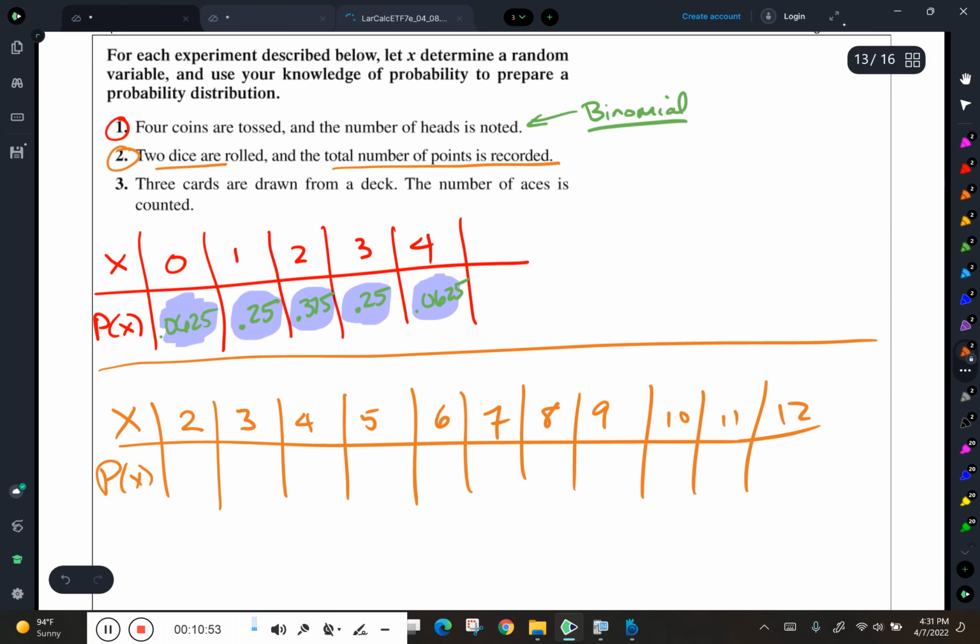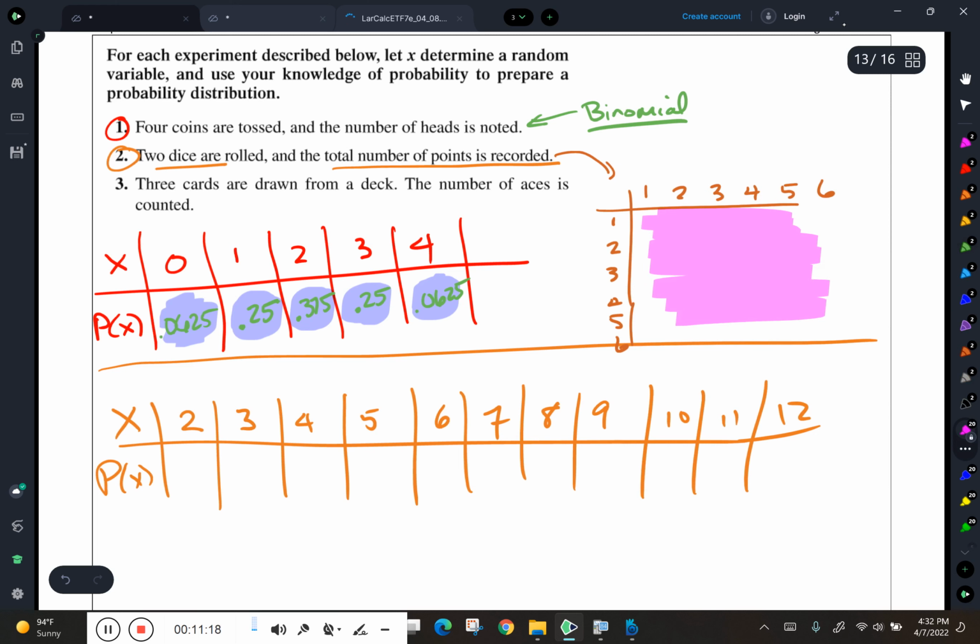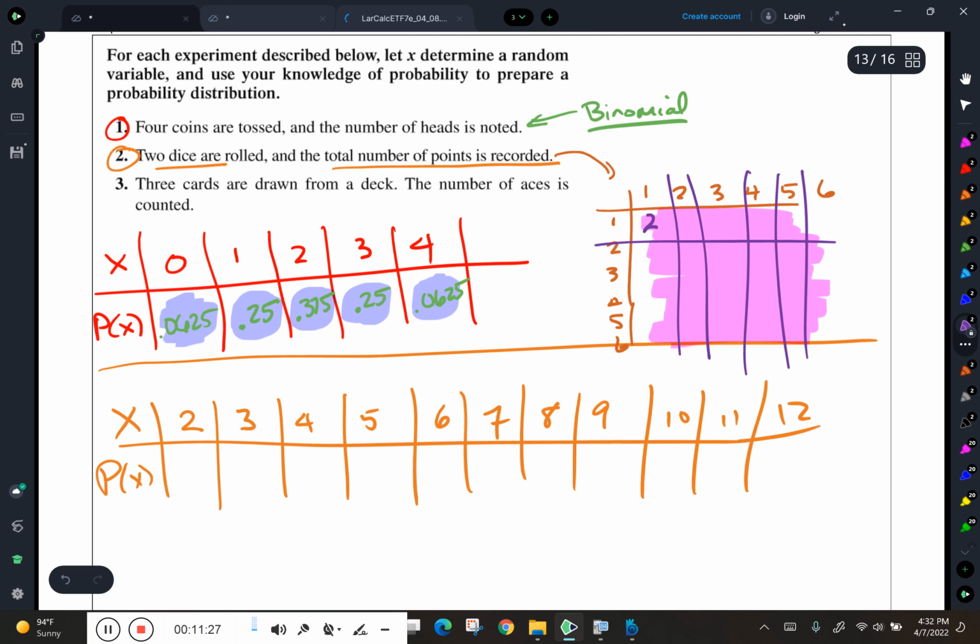Now, I happen to know a little bit about rolling two dice. I know that there are 36 ways for the dice to possibly land, because if I think about what's going on here, there's a 1, 2, 3, 4, 5, 6 for the first die, 1, 2, 3, 4, 5, 6 for the second die, and then everything in here is going to be the sum of those two dice rolls. Okay? And it looks like there's one way to roll a 2 right there.